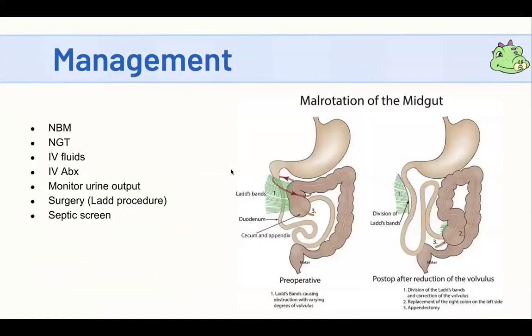And then in terms of management, it is most likely going to be surgical management. So something called the Ladd's procedure, which basically just helps to untwist the bowels, but you don't have to go too much into detail into what the procedure is. However, say in an OSCE or your exams, the things you'd have to note for management would be to make sure that they're nil by mouth. You insert an NG tube and then give IV fluids, IV antibiotics, monitor urine output, and then also do a septic screen as well. Yeah, so that's malrotation and volvulus.